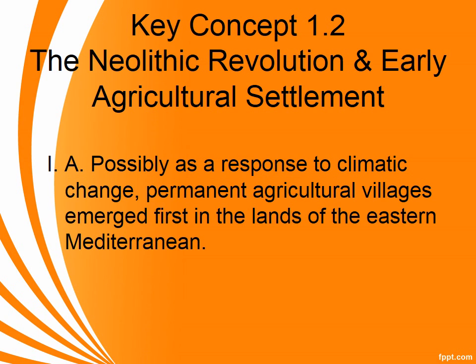Key concept IA states that possibly as a response to climatic change, permanent agricultural villages emerged first in the lands of the Eastern Mediterranean. So basically, what the College Board wants you to be able to recognize is the fact that there was some type of environmental change, some type of climate change that could have led humans to settle, and where we settled was in the Eastern.